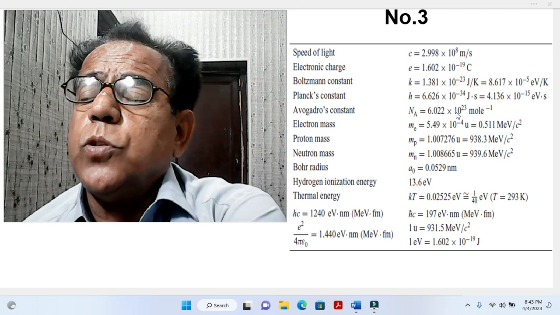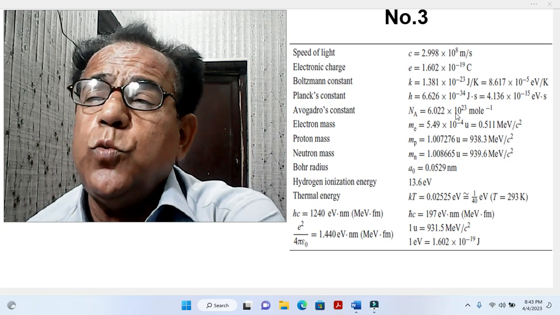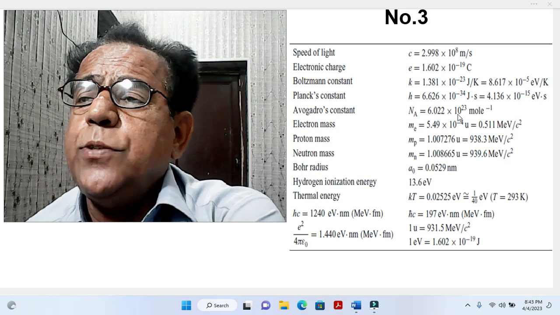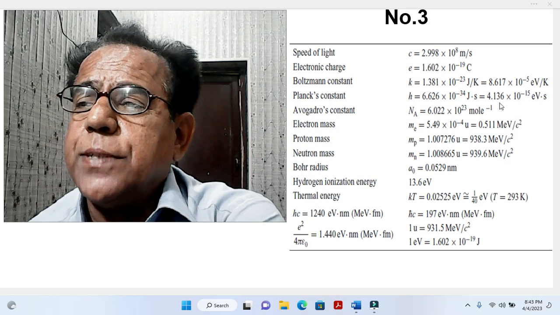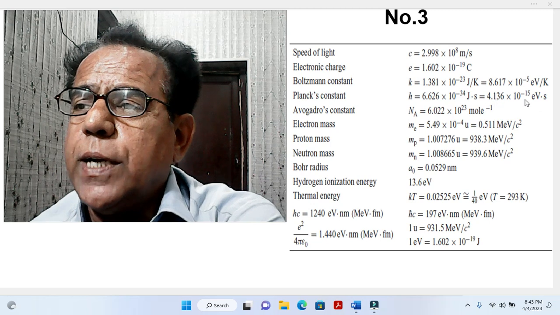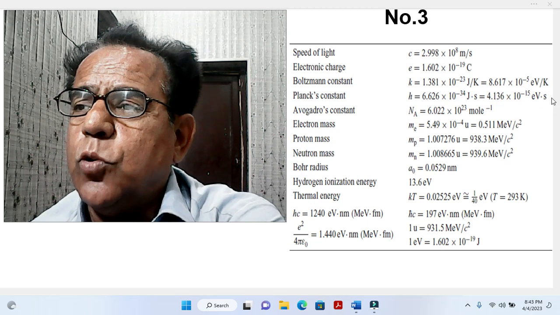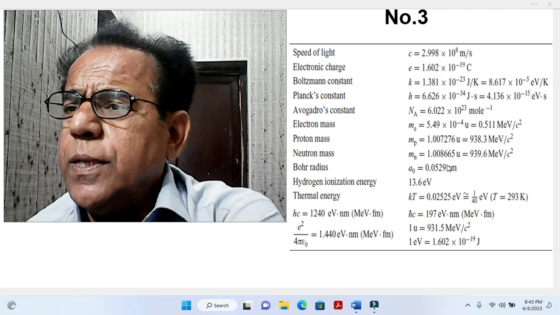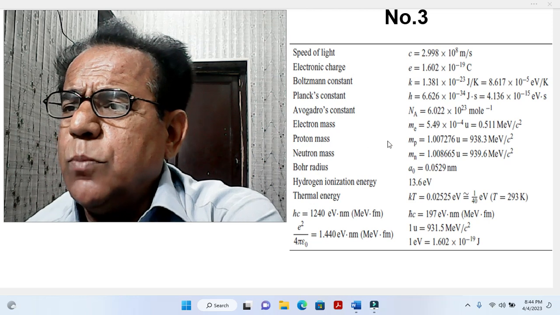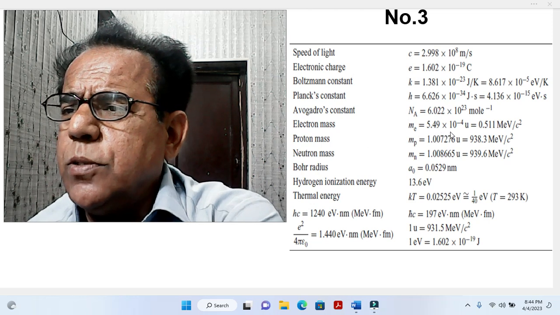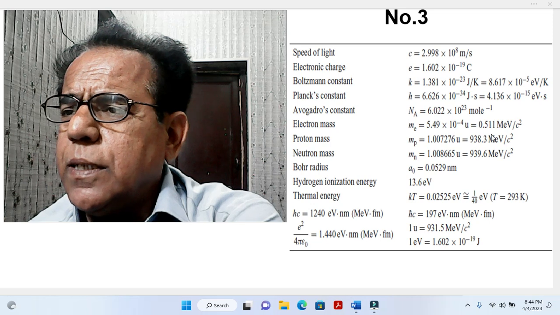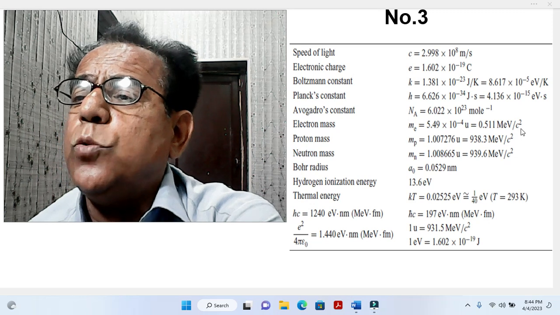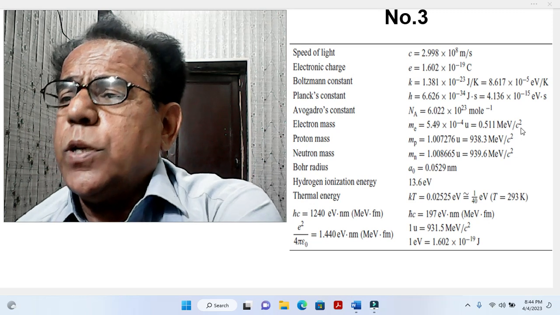Here Planck's constant h is also given in two different systems of units. We will use the second alternate expression, 4.136 into 10 to power minus 15 electron volt into second. Moreover, electron mass me is given as 5.4 into 10 to power minus 4 u. This alternative becomes 0.511 million electron volt over c square. This may also be used.